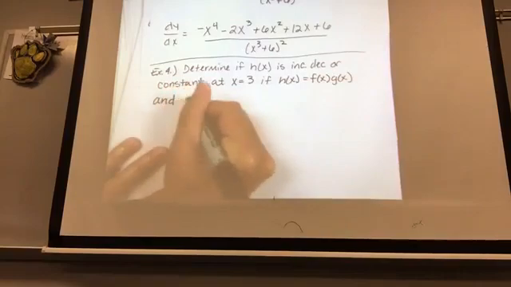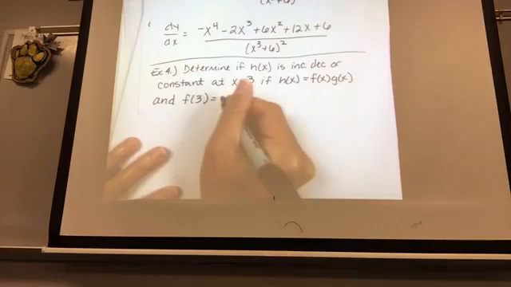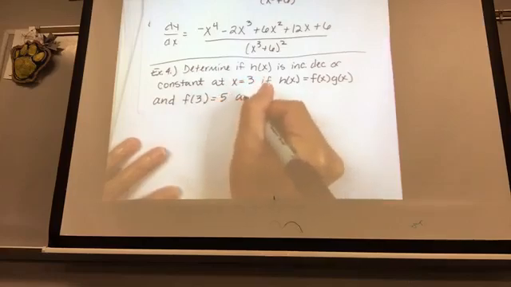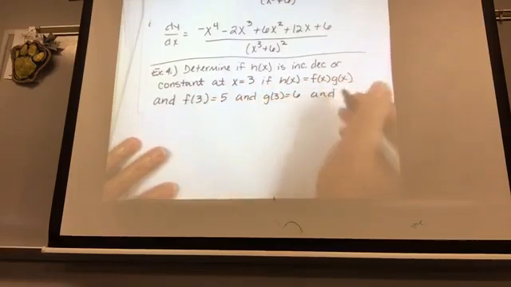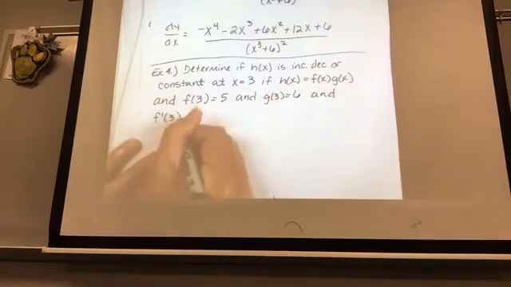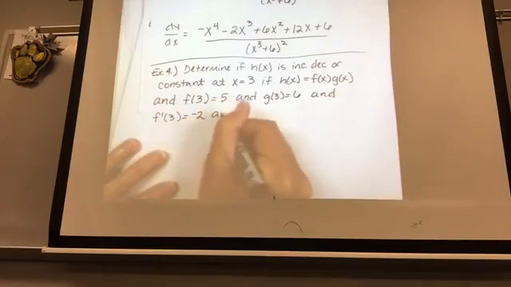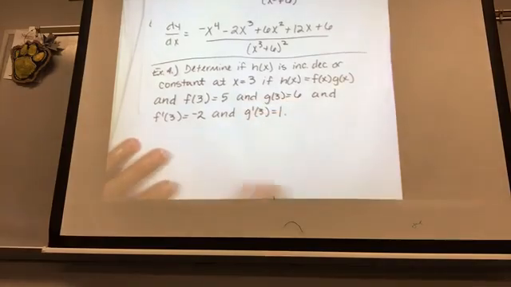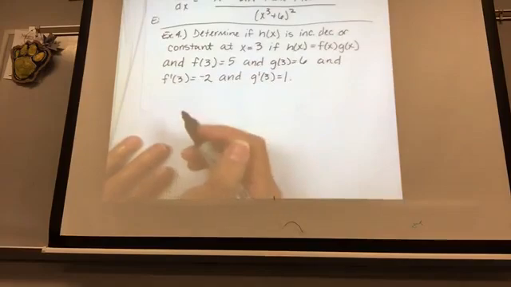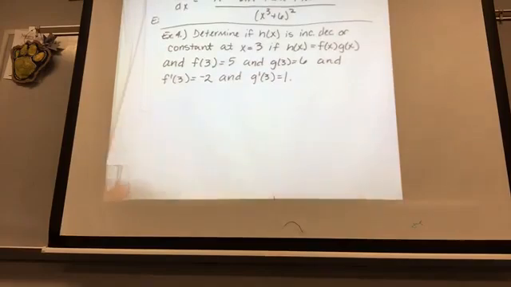and f of 3 equals 5, and g of 3 equals 6, and f prime of 3 equals negative 2, and g prime of 3 equals 1. So determine if h of x is increasing, decreasing, or constant at x equals 3 with the following information.